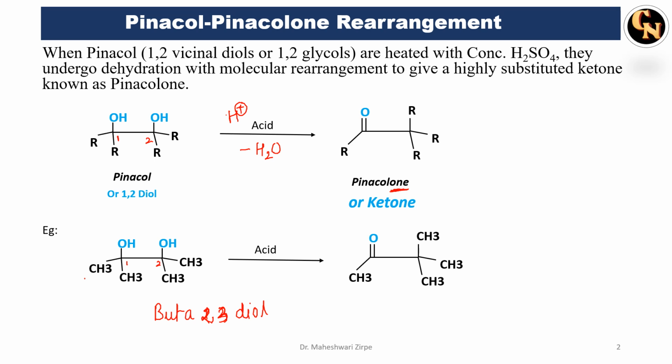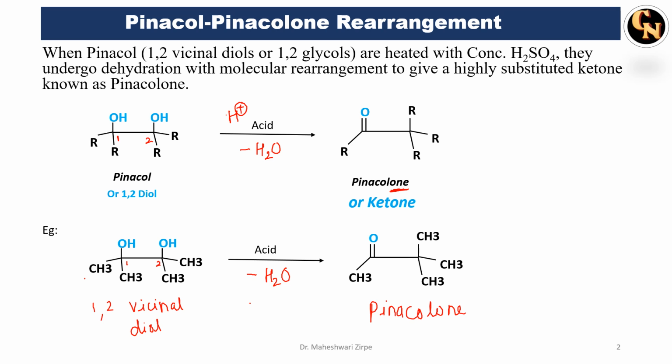This way you can label it, or if you don't want to label it, you can just write vicinal diol, 1,2 vicinal diol. Here all the R groups are CH3 groups. When it is treated with acid, it may be concentrated acid, what happens is removal of a water group and it is converted into ketone, or pinacolone. So it is pinacolone. This way the conversion takes place. Very simple reaction, very simple rearrangement.